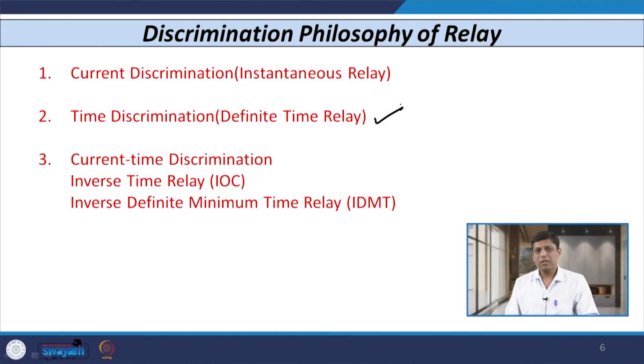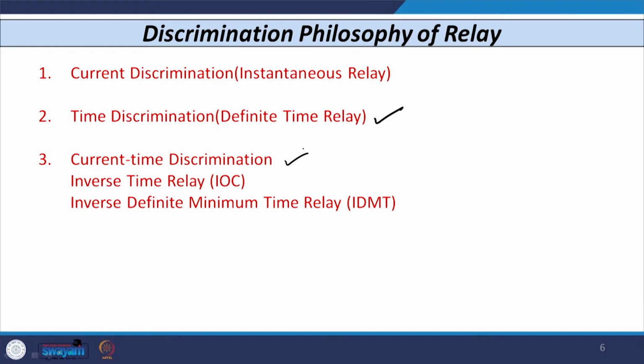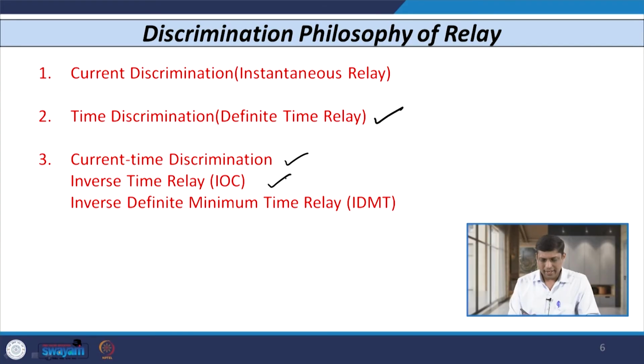The second type of philosophy is known as the time discrimination philosophy. Here we use time as the coordinating criteria, and the relay we use is the definite time overcurrent relay. The third type is a mixture of the first and second, that is current time discrimination. In this case we use both current and time as the coordinating feature, and then we decide the settings of the different relays. The relays we use in this case are the inverse time overcurrent relay and the IDMT overcurrent relay.